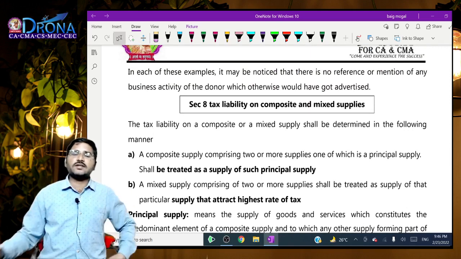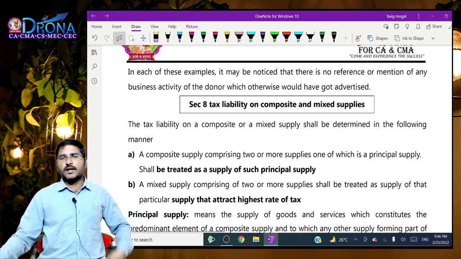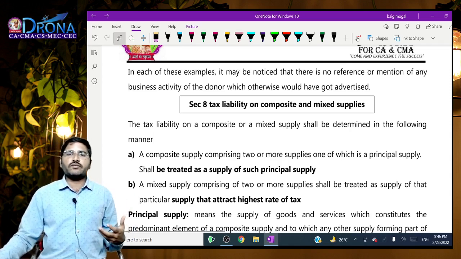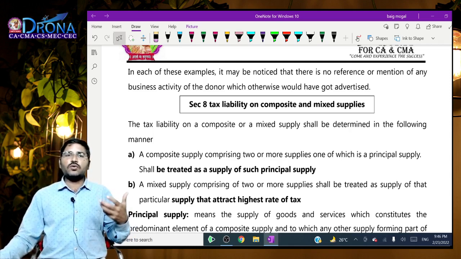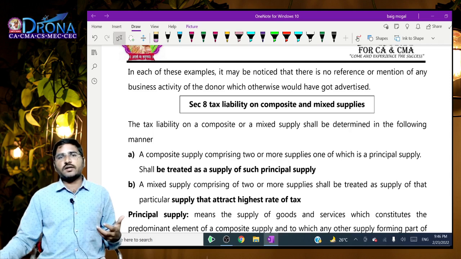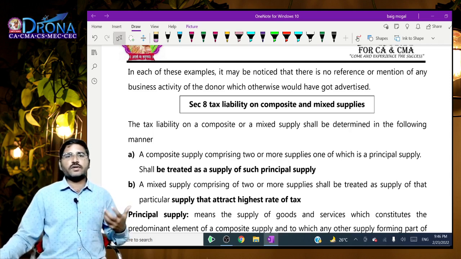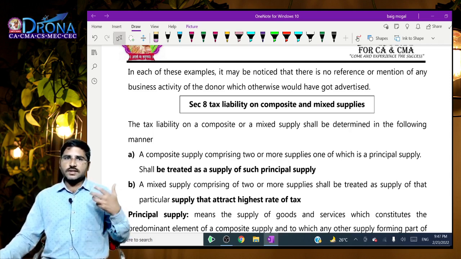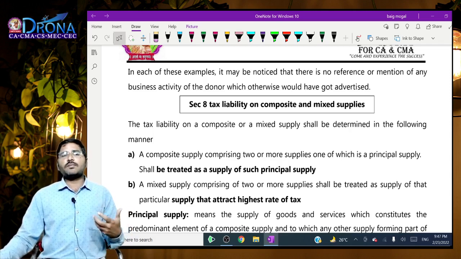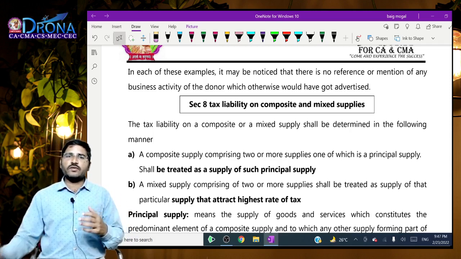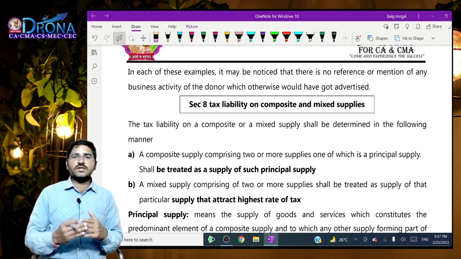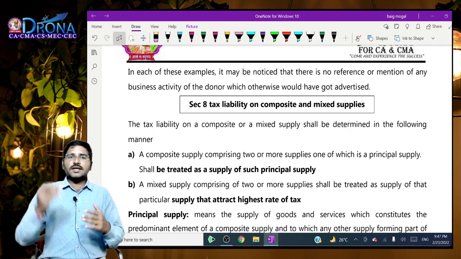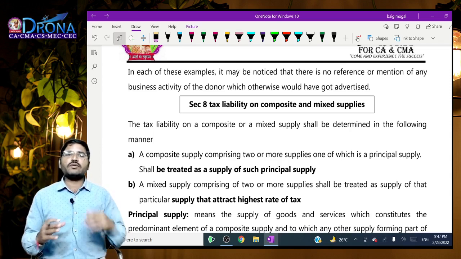Now I am going to explain section 8, composite and mixed supply. The composite or mixed supply concept will arise where a person supplying the good or service, apart from the delivery of the good or service, is delivering some other good or service. There we can identify the concept of the composite supply. Whether it is a composite supply or mixed supply will depend upon the case. Apart from the delivery of the good or service, if you are delivering some other good or service which is necessary or common in the ordinary course of the business, there we can say that it is a composite supply.